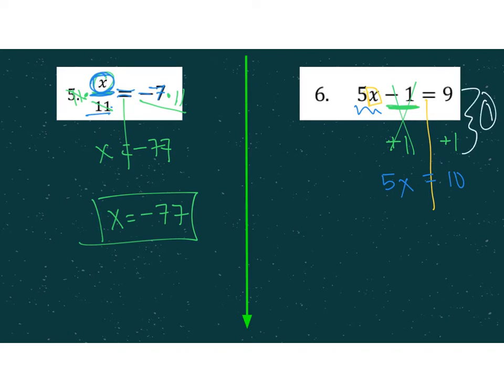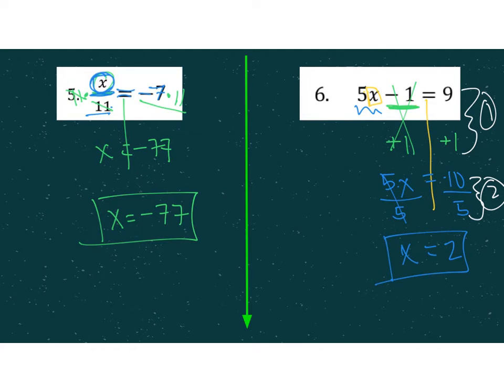Now my second step is I need to divide by that 5. I have 5 times x, so I need to divide by 5 to make it go away. So I'm going to divide by 5 on both sides. That leaves me with x. This was my step number 2, by the way. There's your two-step equation. So 10 divided by 5 gives me an answer of 2.